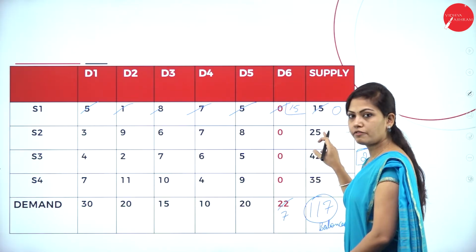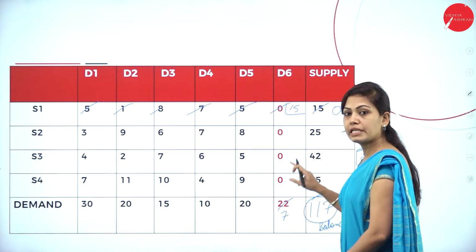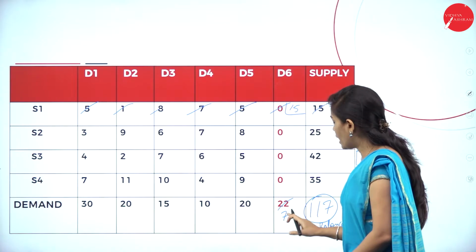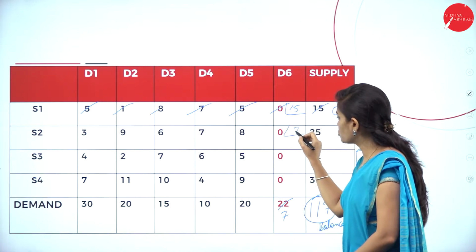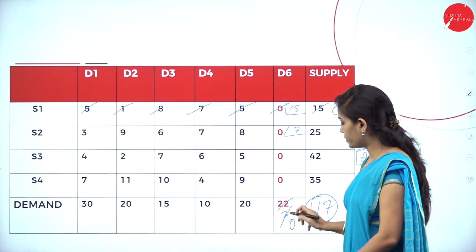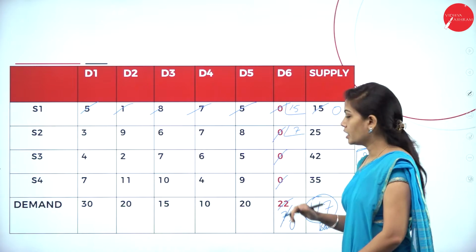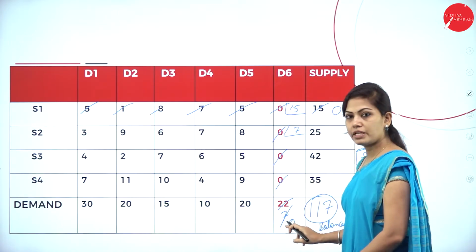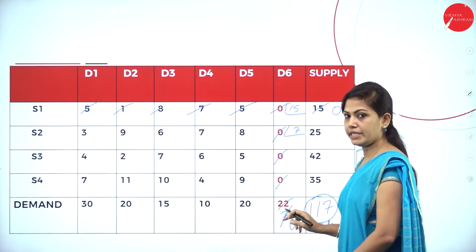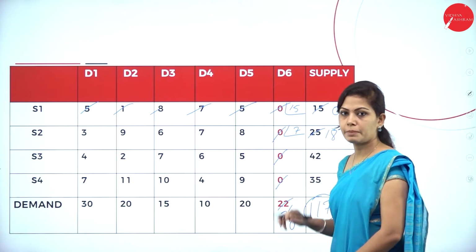You just check the value of supply and demand. Here the demand value is lesser than the supply value, so I will allocate 7 rupees to this cell. Here it will become 0. If it is 0, I can cancel the whole column. So 25 minus 7 is 18, so 18 rupees are there in supply.